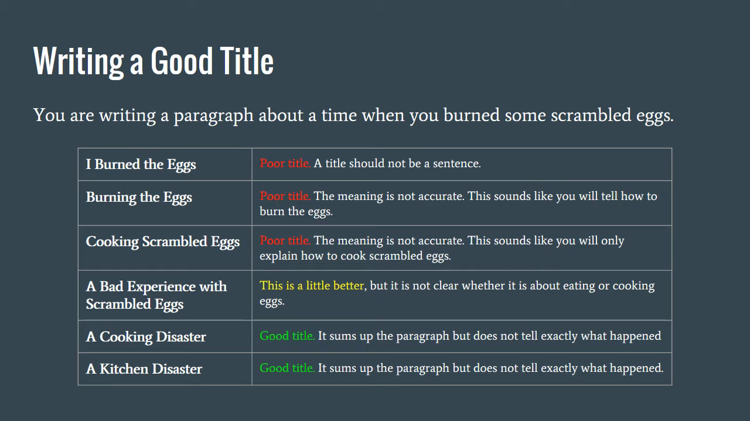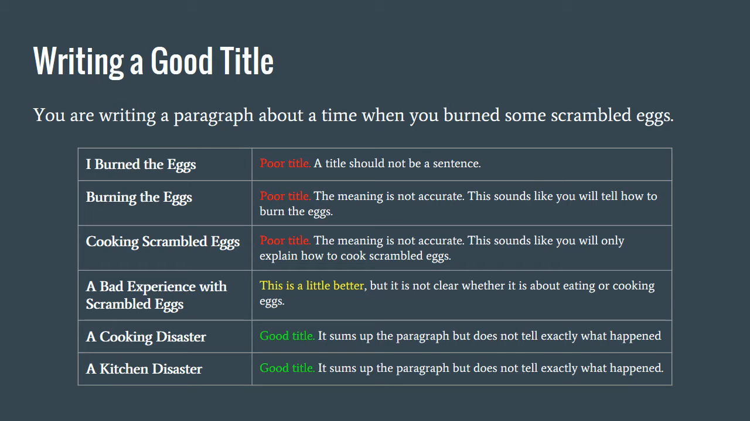Okay, when I said the topic sentence before was the most important thing, maybe I neglected to say that the title is also just equally important. You need to write a good title that's going to interest your reader. So let's say you are writing a paragraph about a time when you burned some scrambled eggs. So, what would be the best title for your paragraph?